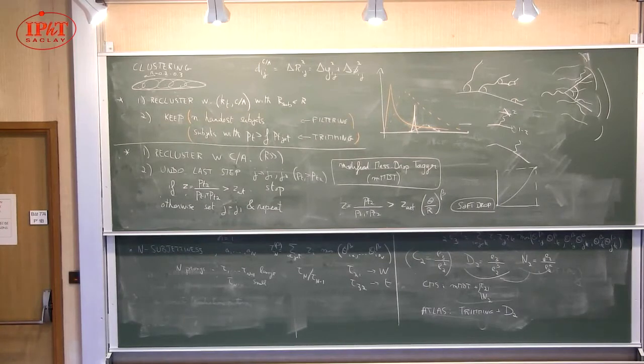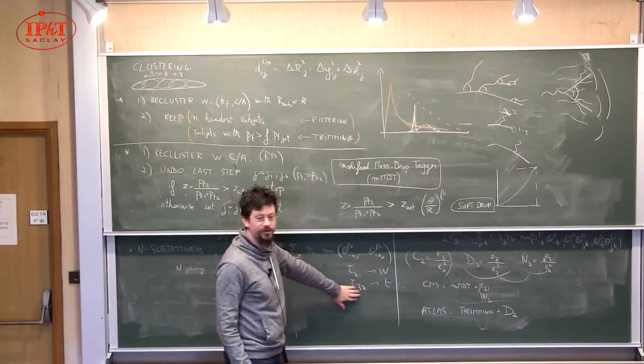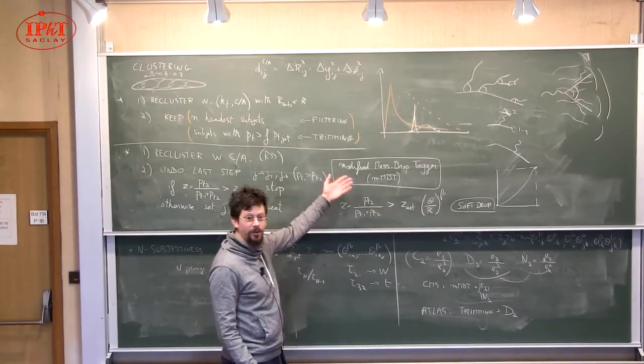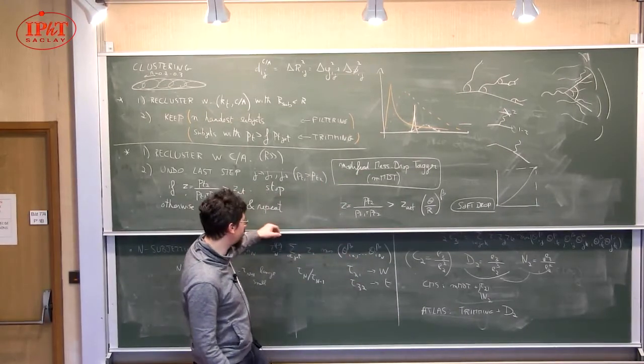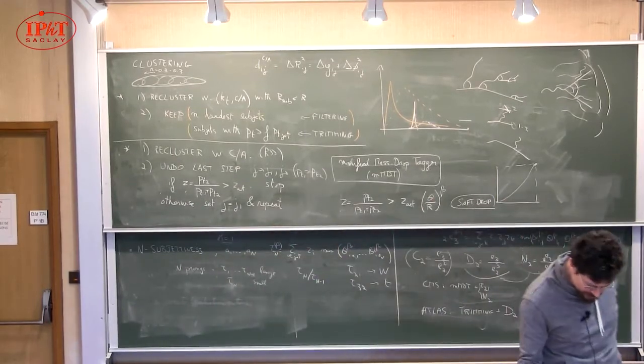There are tools like the HEPTopTagger, which does way more, especially in recent incarnations. The CMS top tagger does something like that. The Johns Hopkins top tagger does something like that. Those are the common names in the literature which do something along those lines. And then you can combine this with something like a top N-subjettiness ratio, again to get this double conceptual approach. I think this is about all I wanted to say.